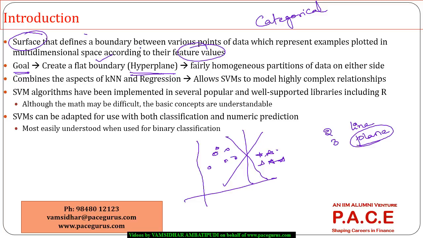So there is some kind of a combination of the KNN algorithm, which is primarily for classification purposes, and also a regression algorithm, which is primarily for numerical prediction purposes. So even if the relationships are very complex, even if I have to do a classification or a numerical prediction, for any kind of aspects, I can very well use the support vector machine.